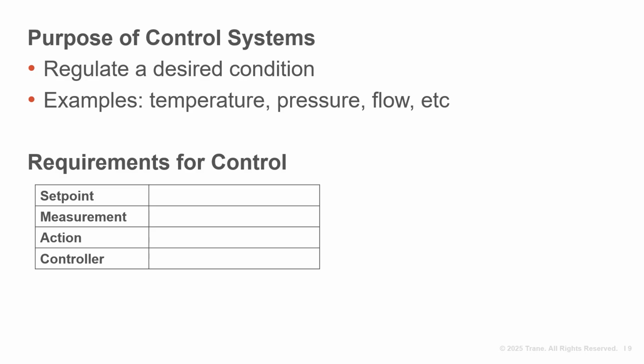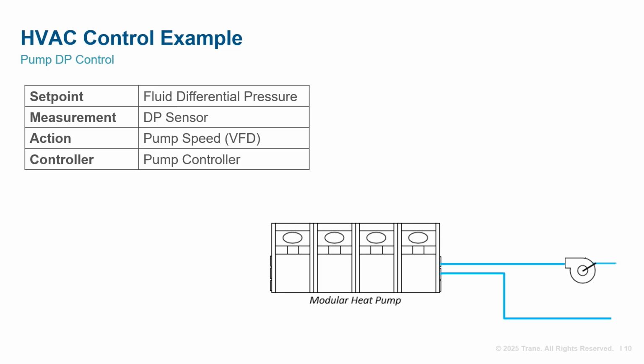Let's start out by examining pump control for a modular heat pump. Later, we'll analyze other aspects of modular heat pumps, but for now, let's focus on maintaining enough DP that the heat pump flow requirement is met. The set point for this system is differential pressure at the heat pump inlet and outlet pipes. A differential pressure sensor is installed at the fluid pipes near the heat pump.